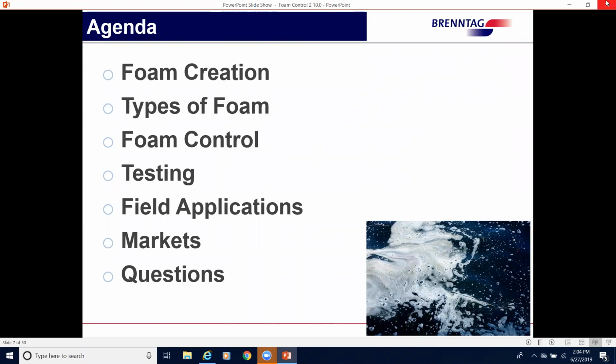But speaking of agendas, we'll go into what we're going to talk about today. First, we're going to start with foam creation, the different types of foam, how you control foam, the methods of testing for foam, different field applications, active markets foam control is used in, and then move into any questions that may come up during the presentation.